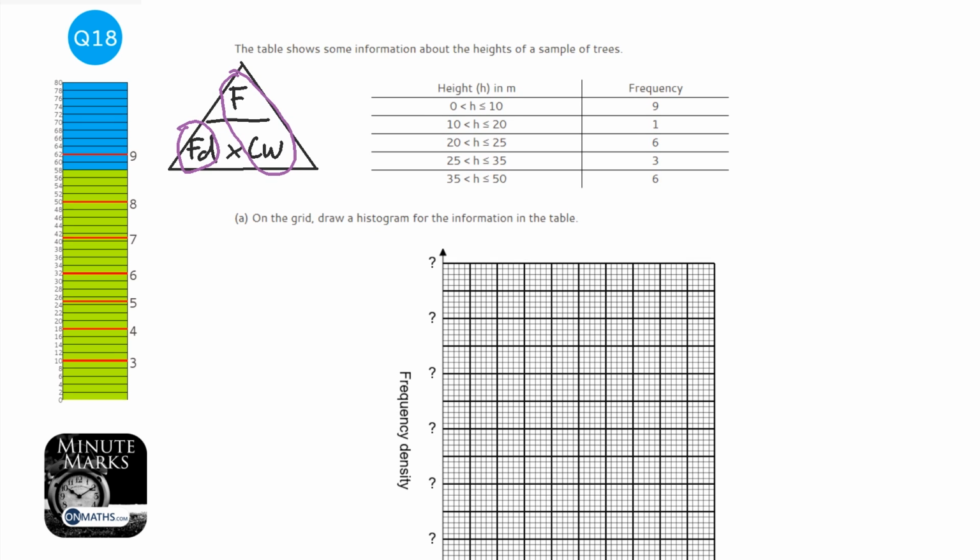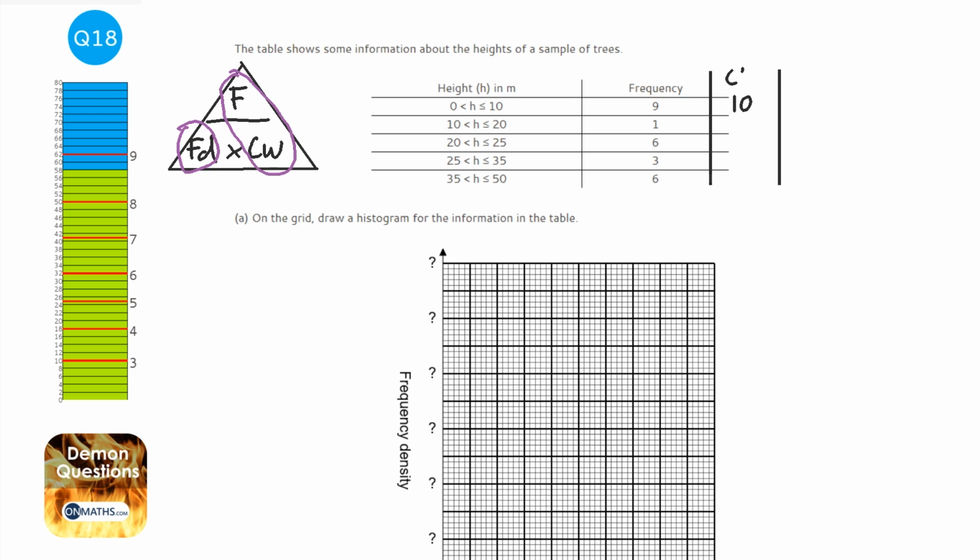Okay, so the first thing I want to plot is our class widths on each of these because I'll need to know what they are. So the first class width, we're at 0 to 10, so the class width is 10. The next one's 10, and be careful because actually the next one is 20 to 25, so that's only 5, that one. The next one's 10 and the last one's 15.